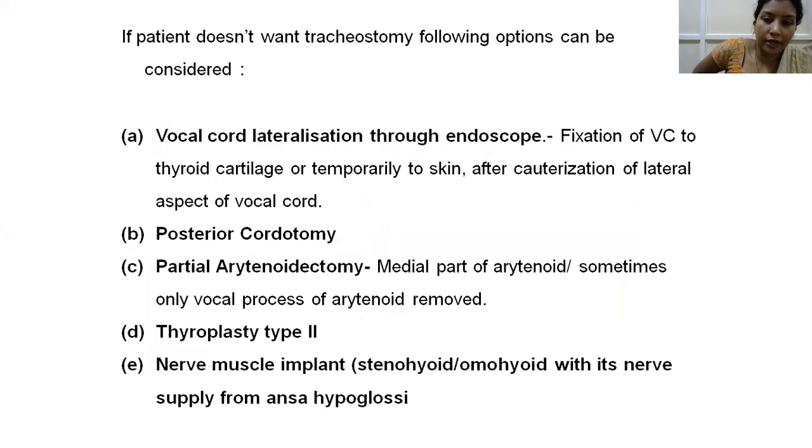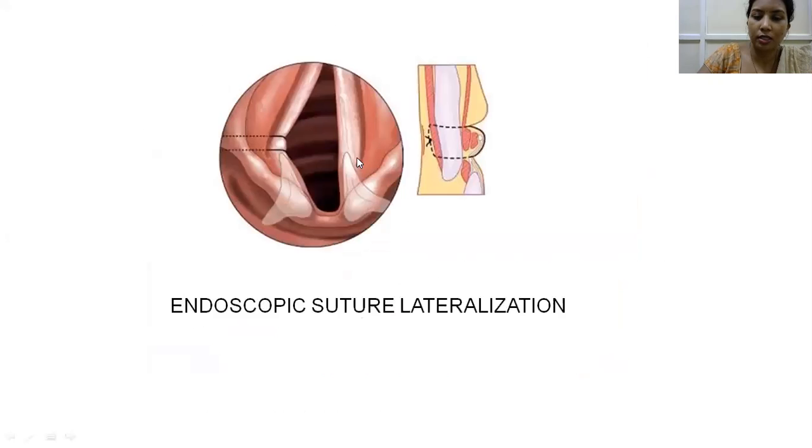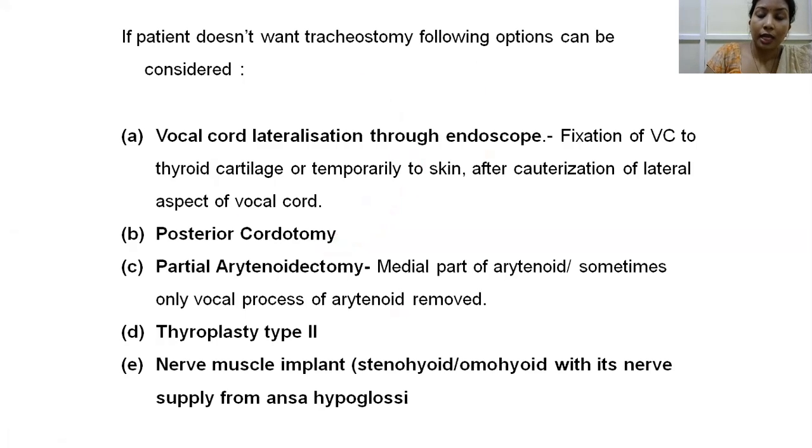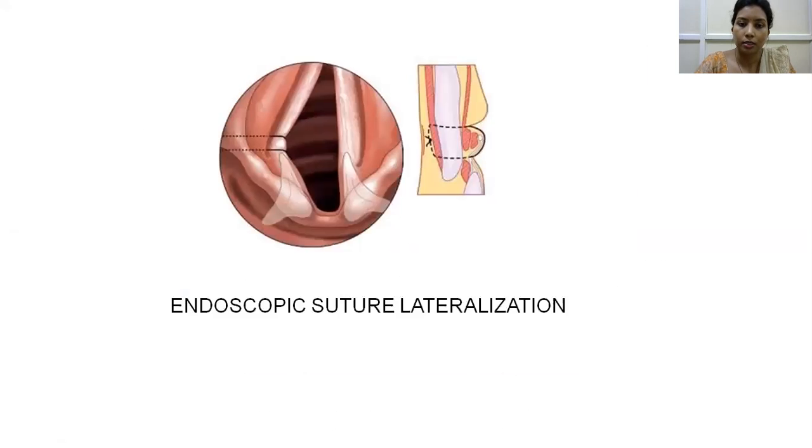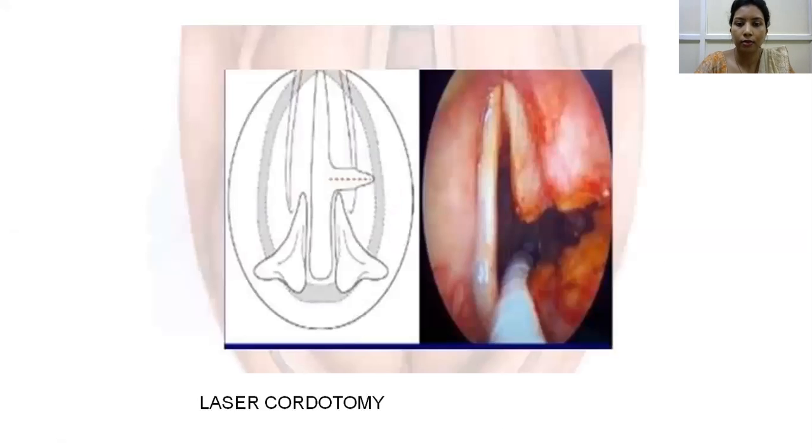Then we can do a partial arytenoidectomy. The medial part of arytenoid, sometimes only vocal process of the arytenoid is removed. So this is the arytenoid. This is the vocal process. This part can be removed. This will also widen the glottic chink. We can do a type 2 thyroplasty. It's again a lateralization thyroplasty. And we can also opt for nerve muscle implant. We have discussed this, a sternohyoid or an omohyoid with its nerve supply from your ansa hypoglossi. So this can be used as a nerve muscle pedicle transfer. So this is endoscopic suture lateralization, laser posterior cordotomy.